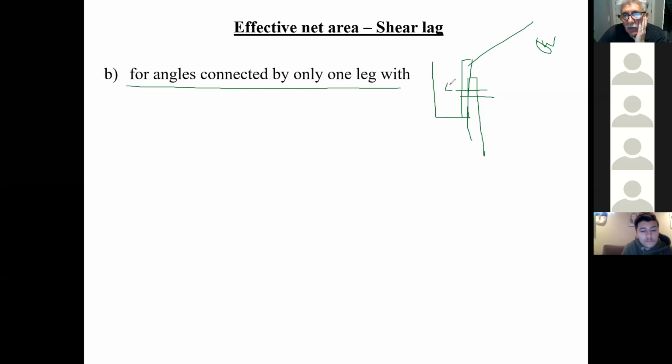If we had another bolt here connected to something else, then we wouldn't worry about shear lag because both legs are connected. But when we only have one leg connected, then we have to worry about shear lag, and that's exactly what was happening in our example here.